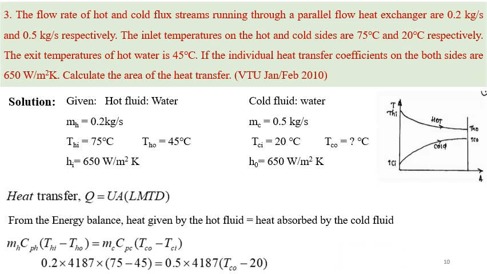Okay, so you can calculate the amount of Tc naught, 32 degrees centigrade, from this. After calculating that Tc naught, we can calculate the amount of heat transfer Q. Q is equal to mc Cpc into delta T. If you consider it for the hot fluid or the cold fluid, now it is considered for the hot fluid: 0.2 into 4187, into 75 minus 45, so you will get 25,122 watt. That much amount of Q, or 25.12 kilowatt.